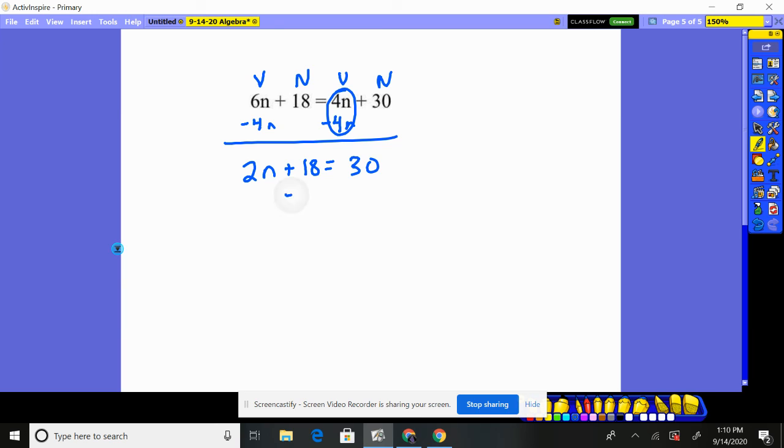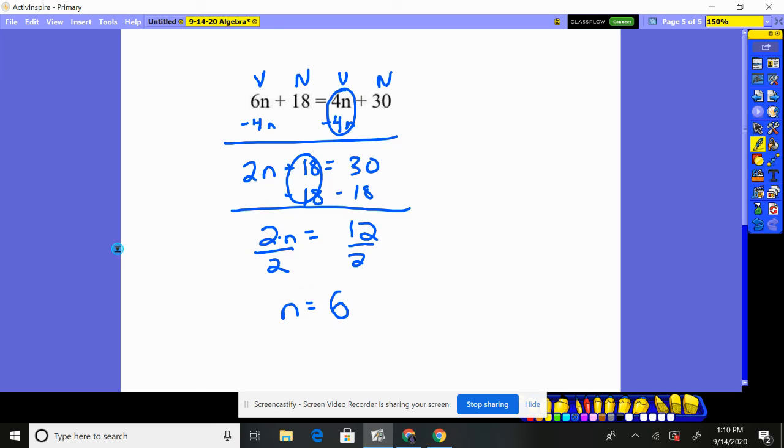Let's go ahead and move the 18 over to be with the 30. So we'll get 2n equals 12, because that goes away. Divide by 2 to get n by itself, and you get a solution of n being 6. This is solving when we have a variable number on the left and on the right. The key always is to get all variables on one side, all numbers on the other.